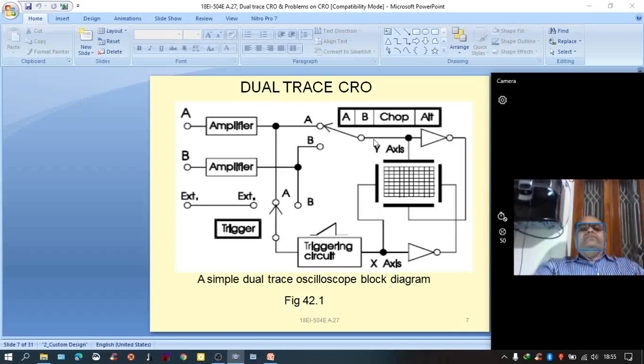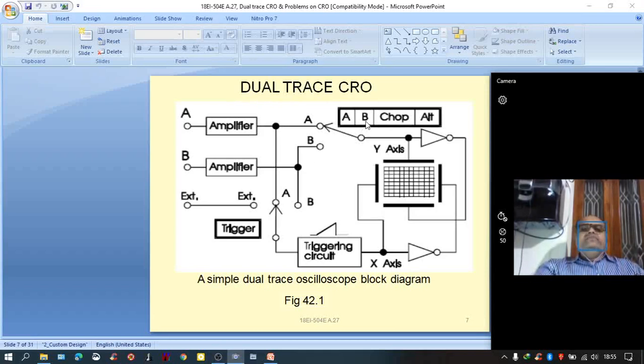So when we select the slider switch to position A, then this selector switch would connect the vertical deflection assembly to amplifier A or channel A.